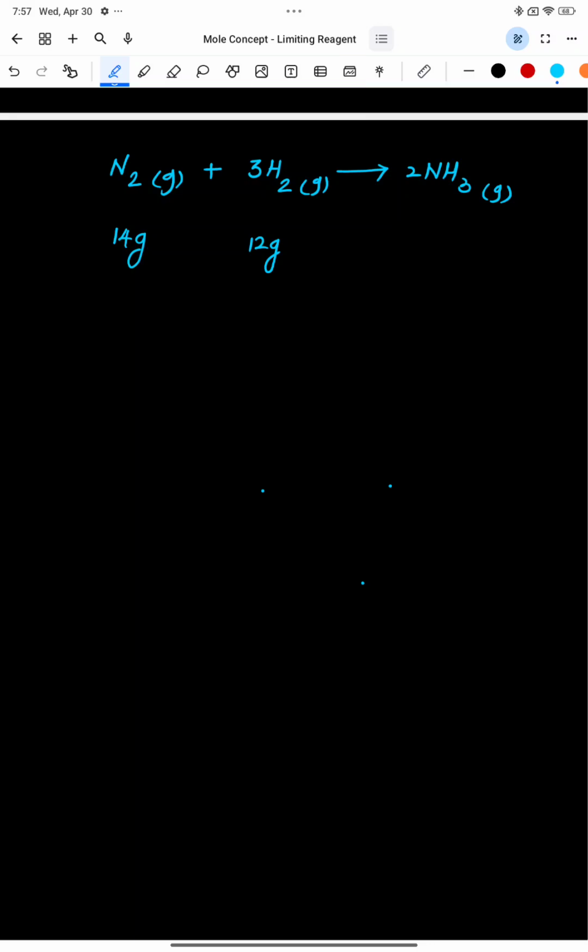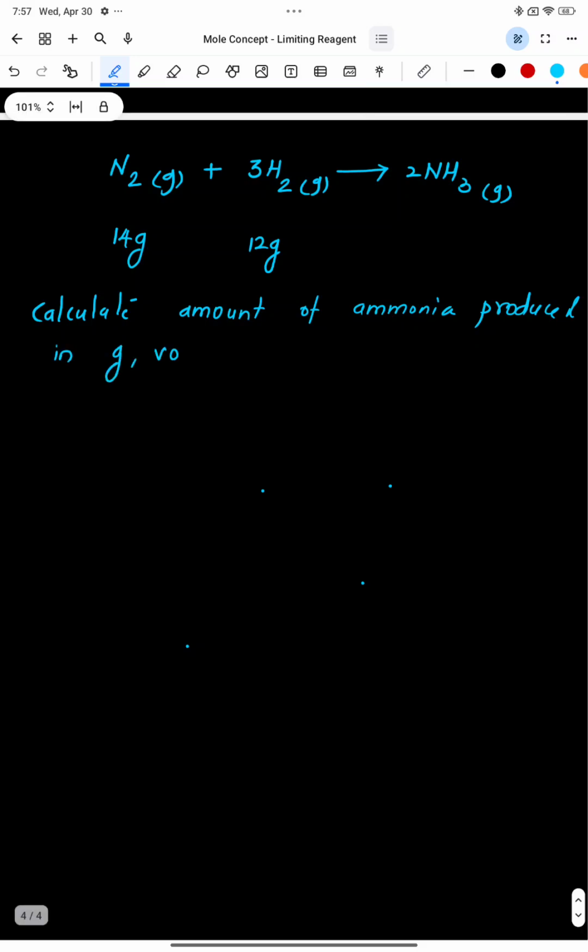and we have to calculate the amount of ammonia produced in grams, volume, and let's say in terms of moles. So that's the question. Now, how do we go ahead with this?